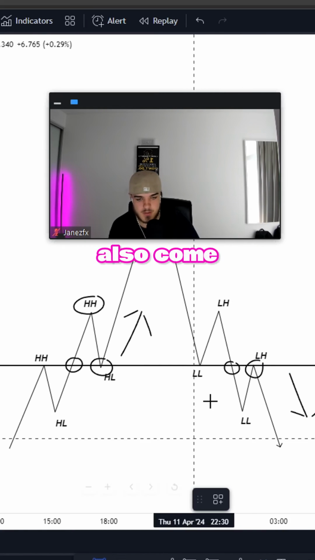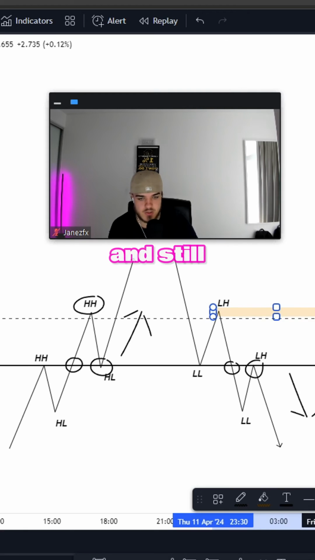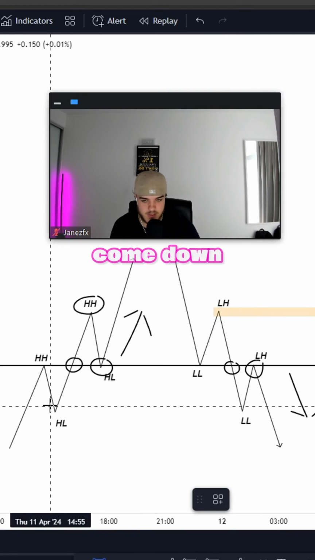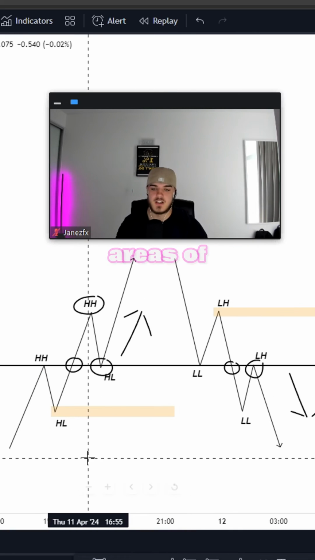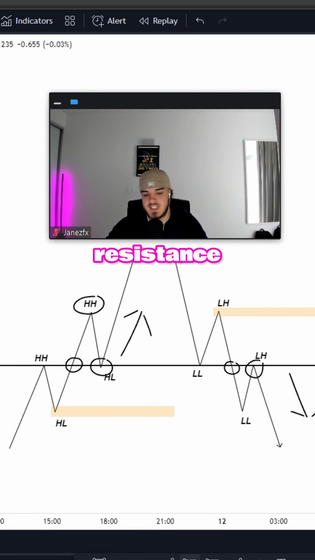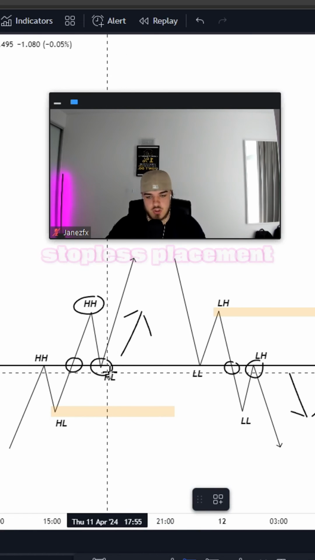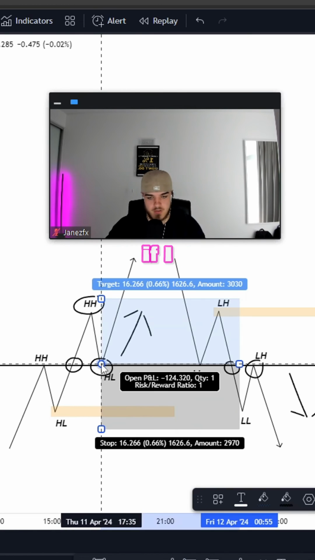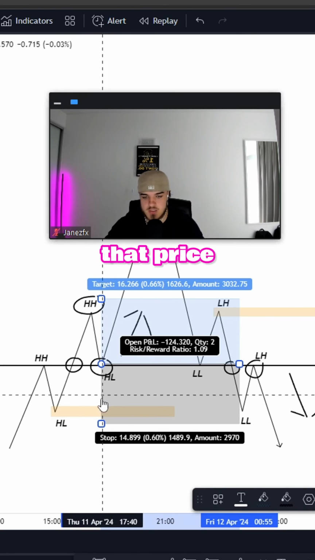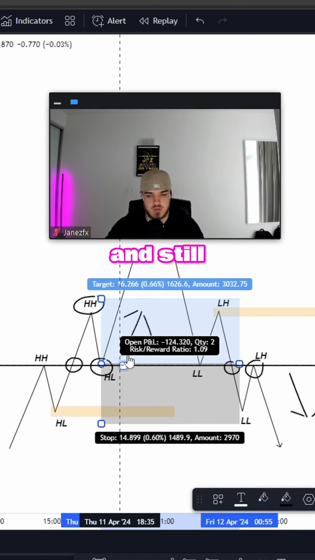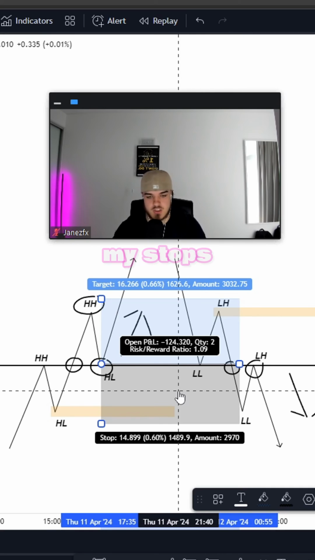Again, you can also come up to these areas up here and still technically be bearish, and in this case come down to this area and still be technically bullish. So if you can understand areas of supply and demand, support and resistance, it's going to allow you to have a logical area of stop loss placement. So say for example, if I was to get in a trade here, my stops would go down here, because I understand that price can pull back into this area and still technically be bullish. So that's why I would have my stops there.